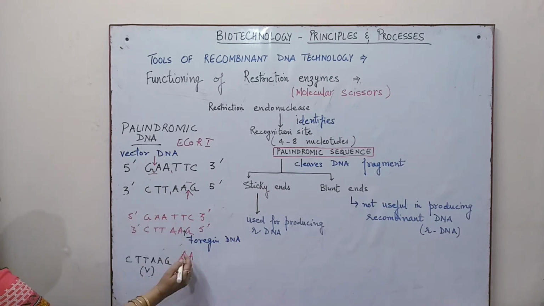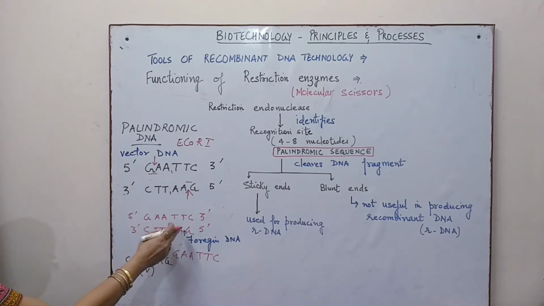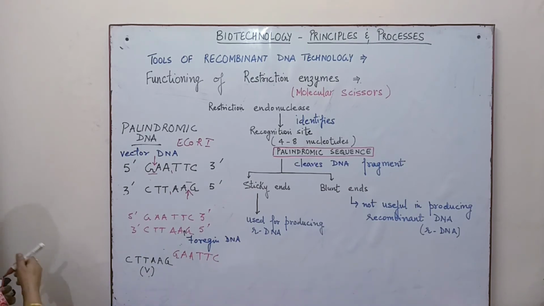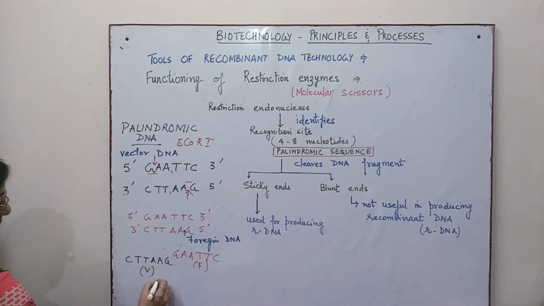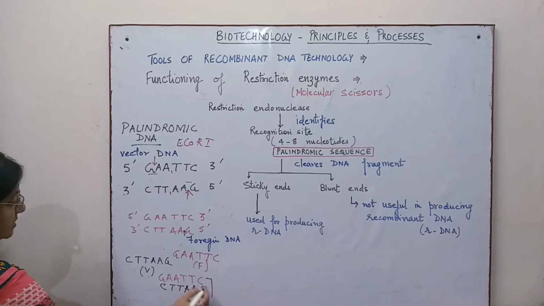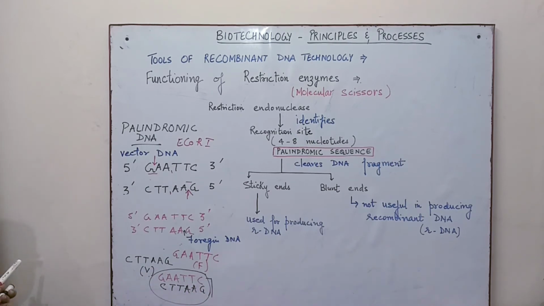Cut over here, so it will be GAA, TTC. This is another complementary strand, right? If it cuts over here. Now we are talking of the foreign DNA, that is FDNA. It will now pair up as GAA, TTC, that is one DNA's complement. Its complementary will be CTTAAG. Now this will be your recombinant DNA.